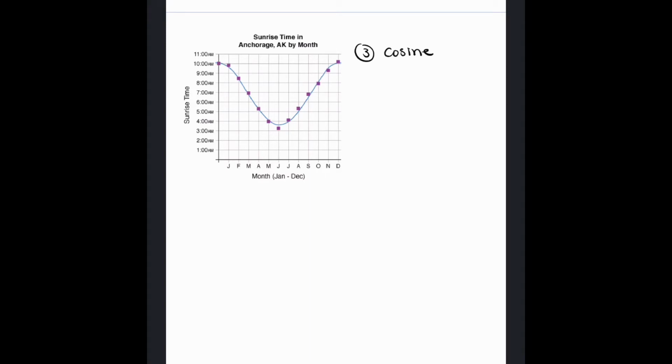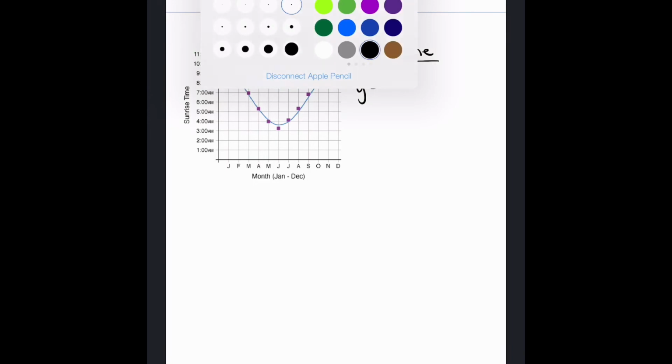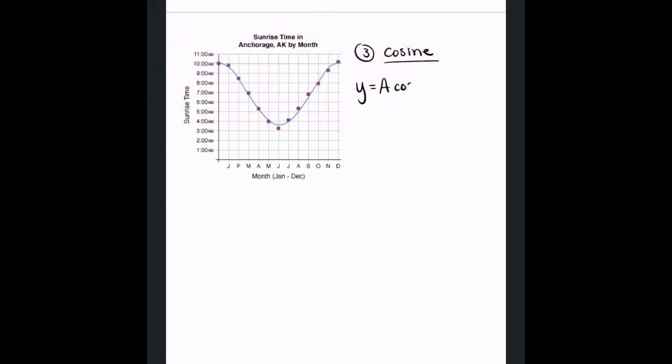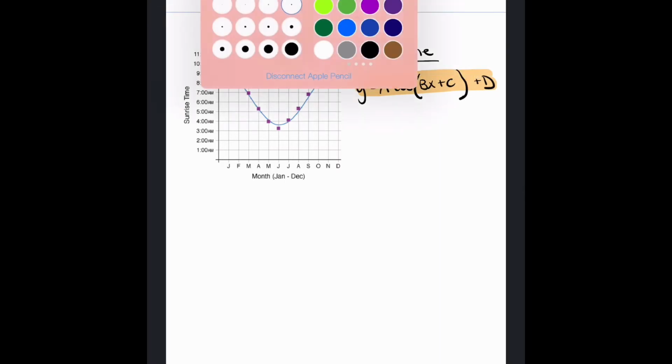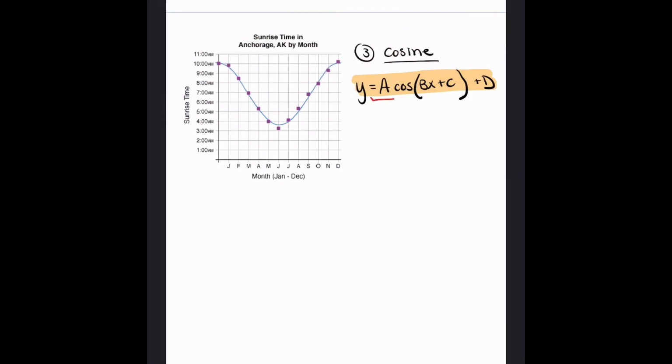So if you recall, cosine functions follow this format: y equals a cosine of, and then it just goes in alphabetical order, bx plus c, close parentheses, plus d. It's okay if you didn't memorize this. I only memorize it because I've taught it a cajillion times. This is our standard cosine function here. What we're going to do is replace A, B, C, and D.